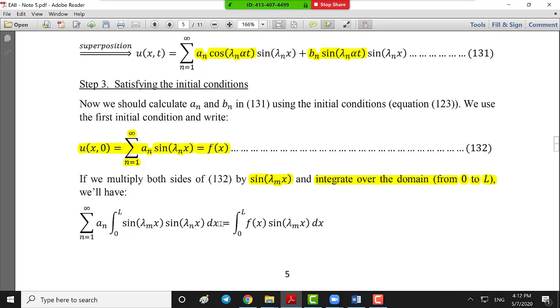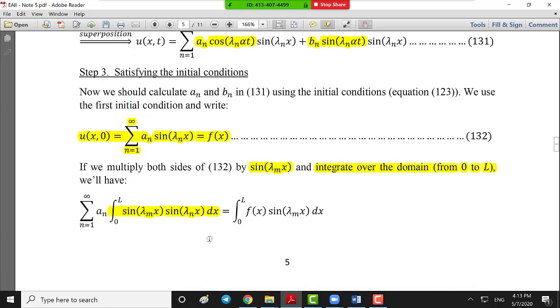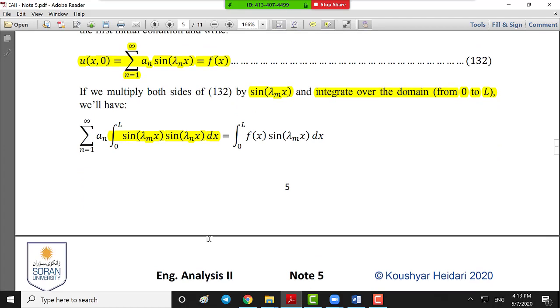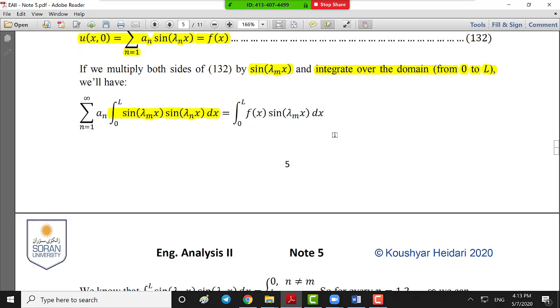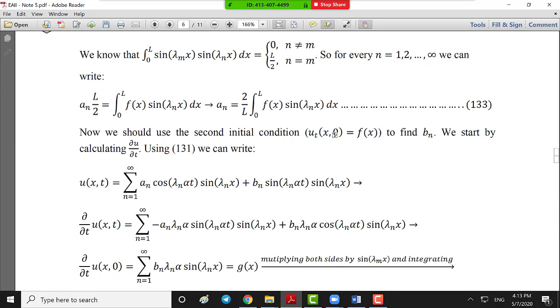Now, this integration that you have on the left-hand side of the equation is equal to 0 if m is not equal to n, and it is equal to L over 2 if m is equal to n. So you can write a_n times L over 2 is equal to integration from 0 to L of f of x sine of lambda n x dx. We have written this integral to help you here. So a_n times L over 2 is equal to this, and we can say that a_n is equal to 2 over L integration from 0 to L of f of x sine of lambda n x dx, right?